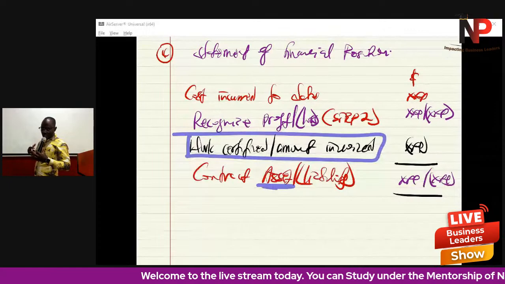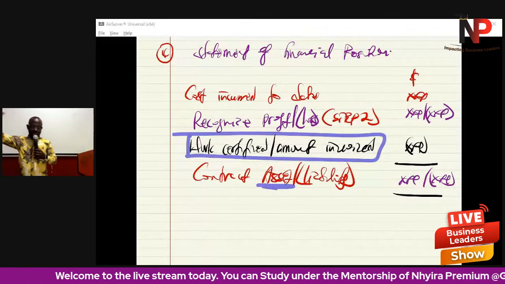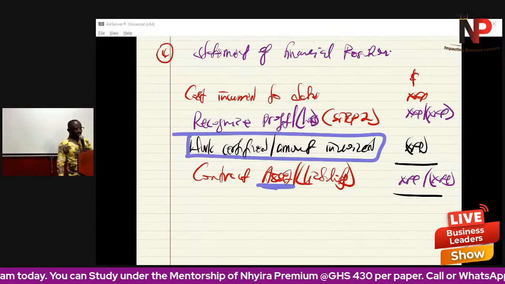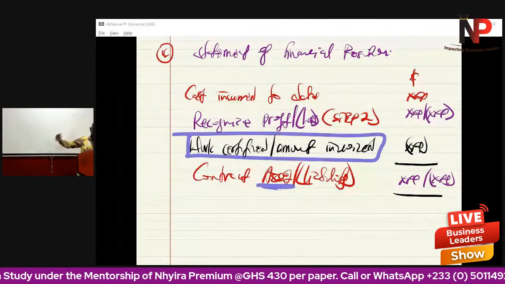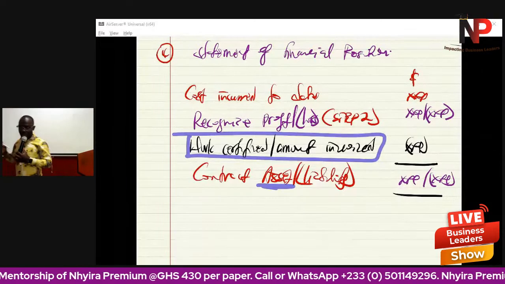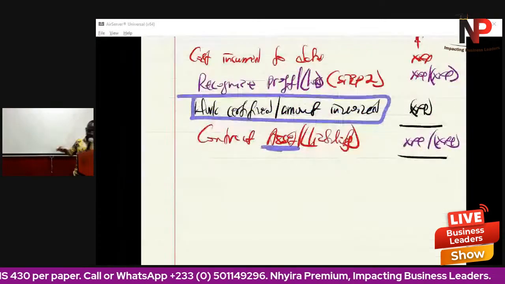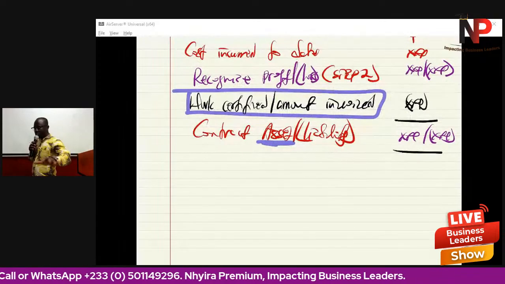But if it happens that we invoice more than how much we have incurred and recognized in terms of profits, then it will be leading to a contract liability. So that is going to be recognized on the face of the statement of financial position. But this is the sweet spot.